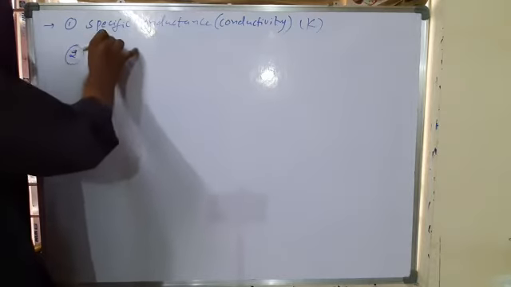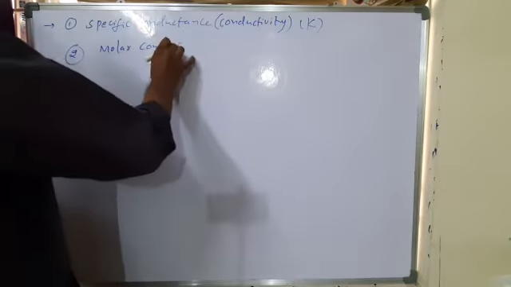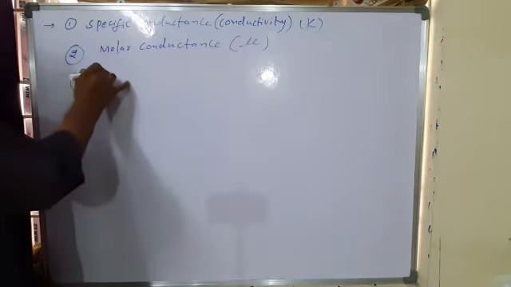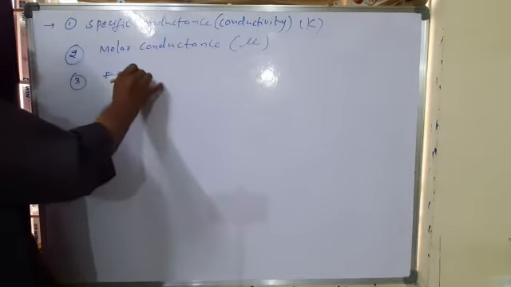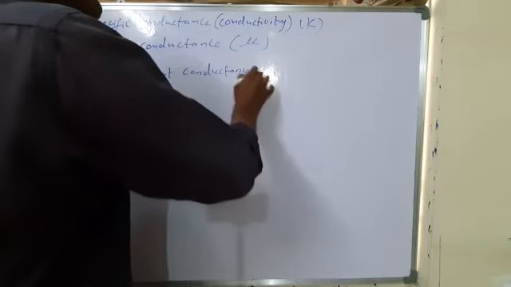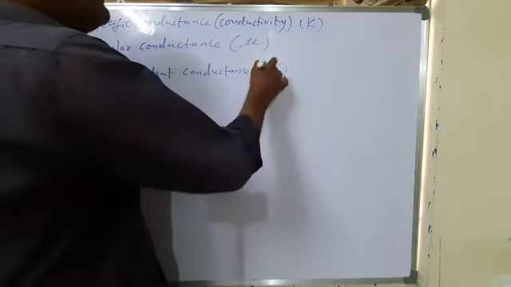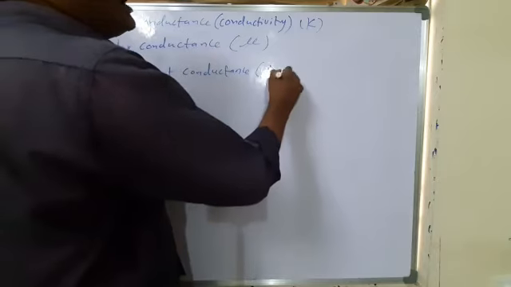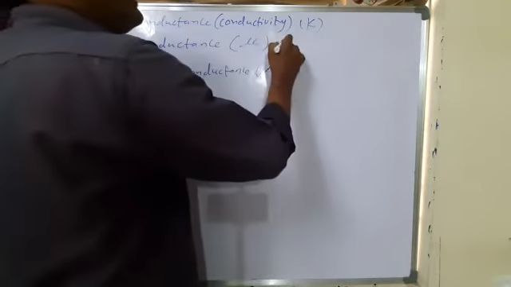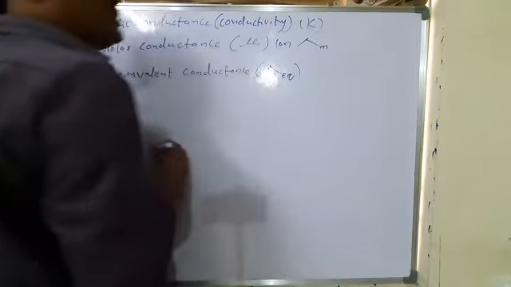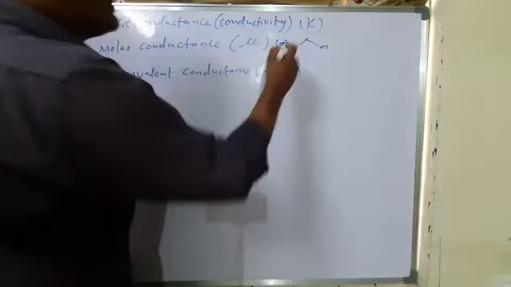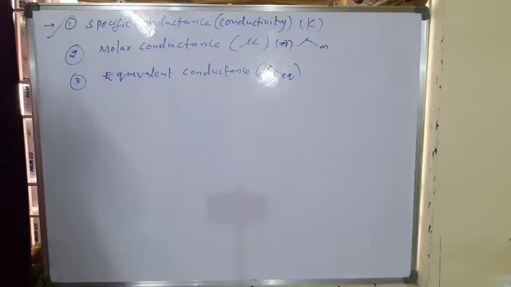molar conductance. This symbol is mu. And the third is equivalent conductance, which has its own symbol. Sometimes molar conductance is also represented in another way. Now we will discuss specific conductance.